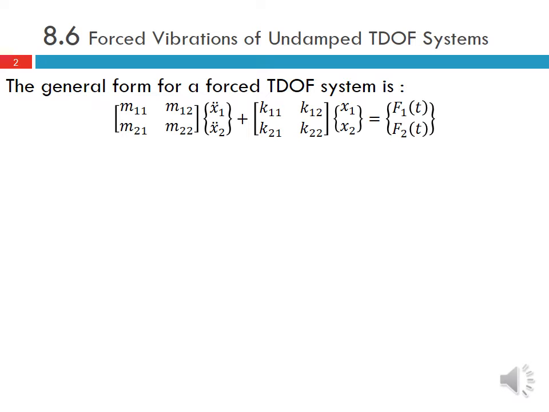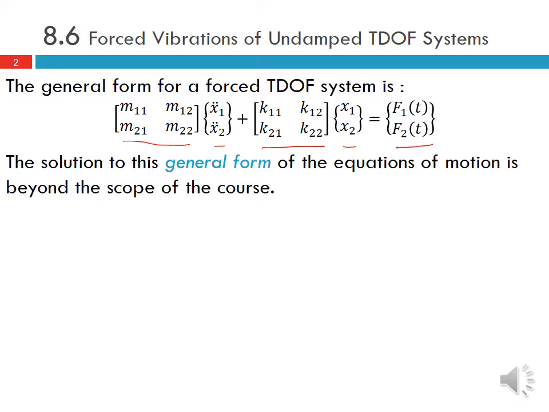We've got our mass matrix multiplied by our vector of accelerations plus our stiffness matrix multiplied by our vector of coordinates is equal to F1 of t, F2 of t, our vector of forces. So the solution to this general form of the equations of motion is beyond the scope of this course.